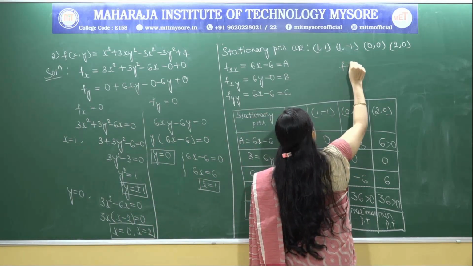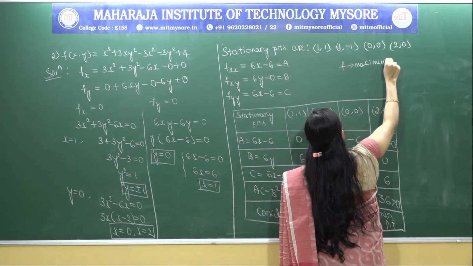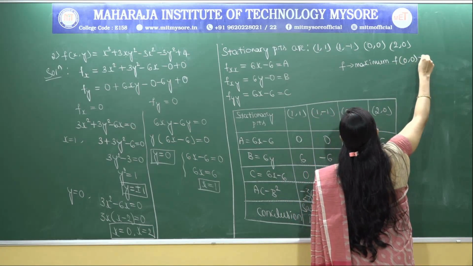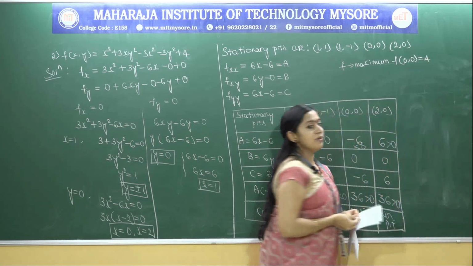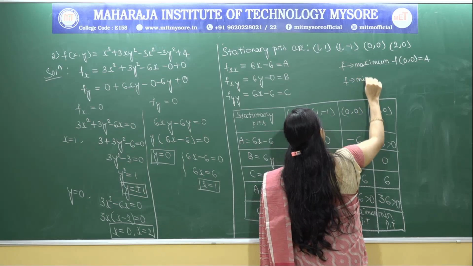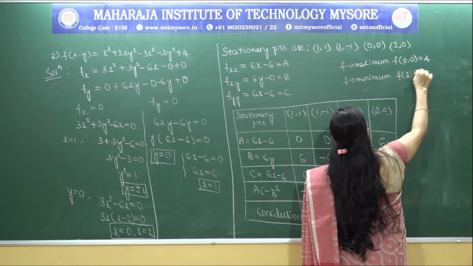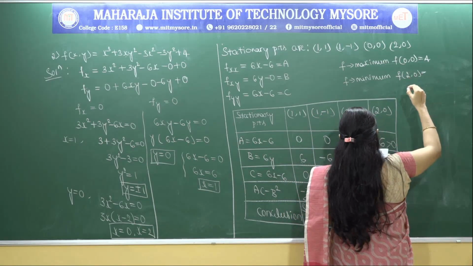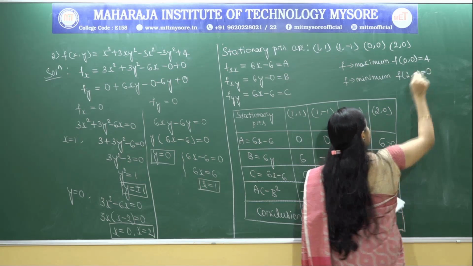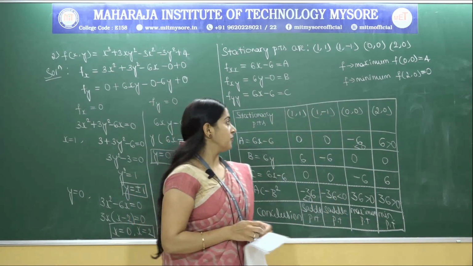The given function f is maximum at the point (0, 0), where you will get 4. So the maximum value is 4. Similarly, if you substitute the minimum point, that is (2, 0), you will get the minimum value, which is 0. So the maximum is 4 and the minimum value is 0.